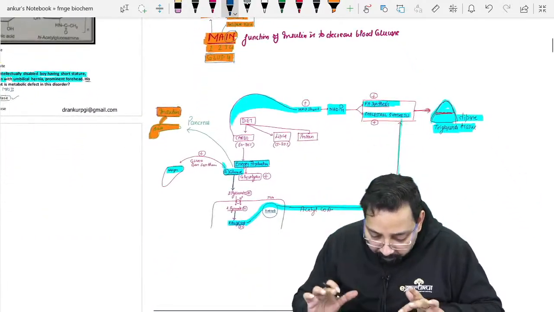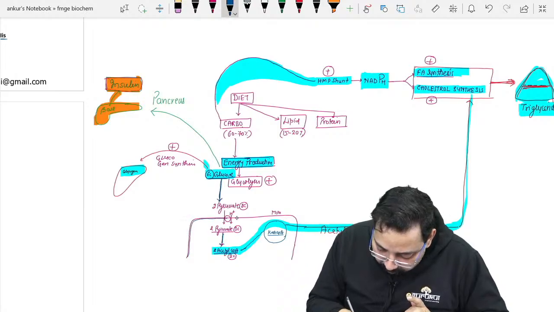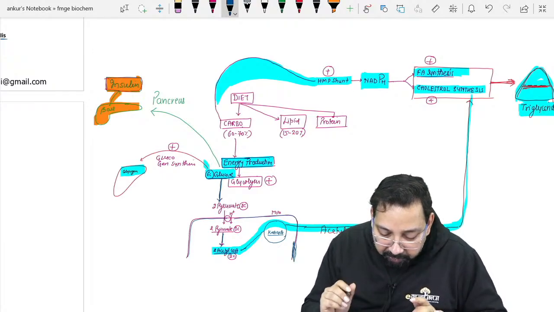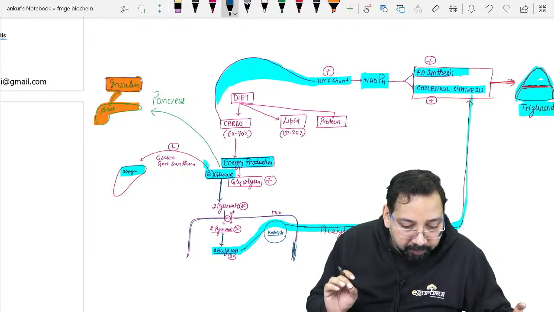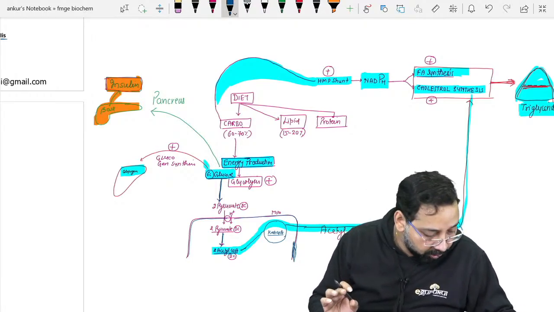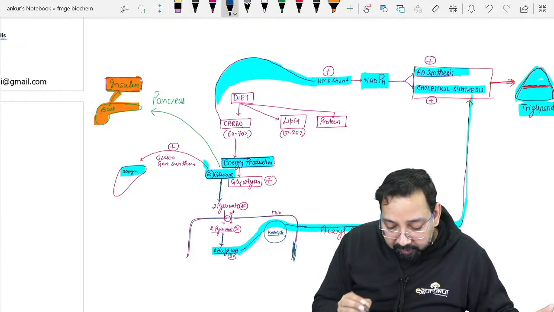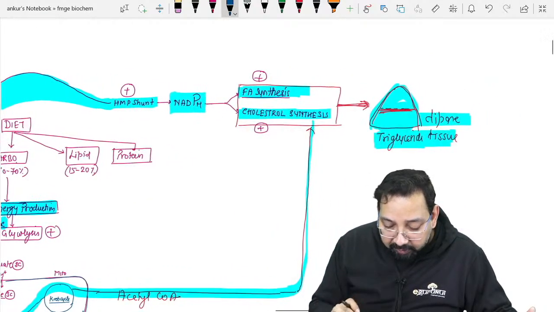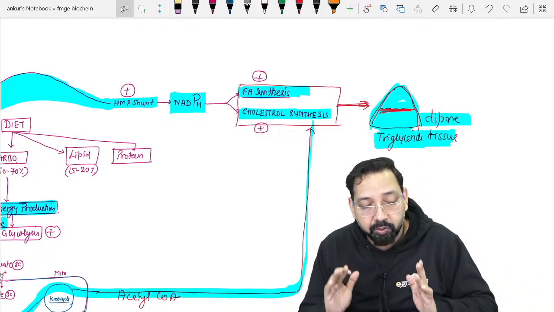Now, everything outside the mitochondria is cytosol. So if I ask you, does HMP shunt occur in mitochondria or cytosol? HMP shunt occurs in cytosol. Glycogen synthase occurs in cytosol. Glycolysis occurs in cytosol. Fatty acid synthase occurs in cytosol. Cholesterol synthase occurs in cytosol. All these pathways occur in cytosol.